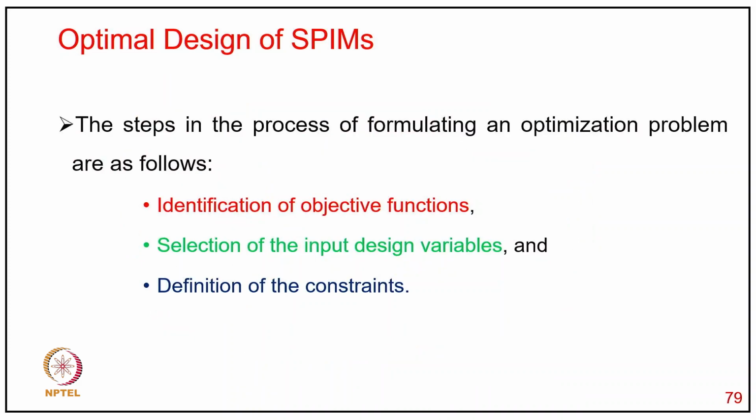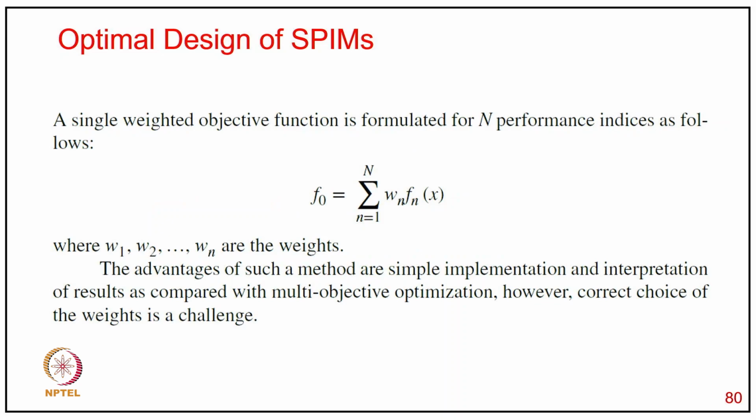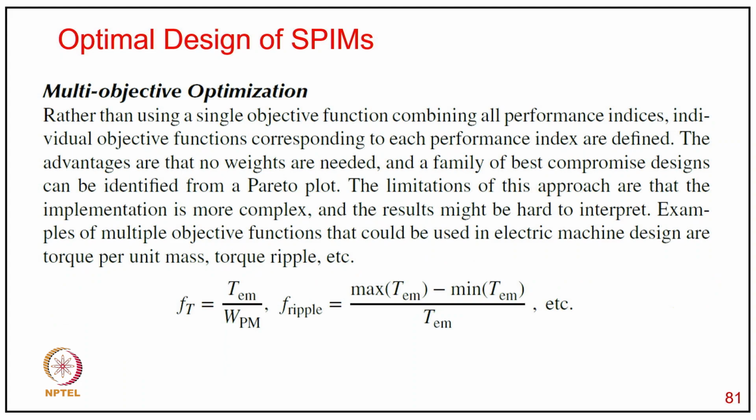The steps in the process of formulating an optimization problem are identification of the objective function, selection of input design variables and definition of the constraints. You can call it a single weighted objective function formulated for n performance indices as follows: f0 equals the sum from n equals 1 of Wn Fn as a function of x, where W1, W2 are the weights. The advantages of such a method are simple implementation and interpretation of results as compared to multi-objective optimization. However, correct choice of the weights is really a challenge here.